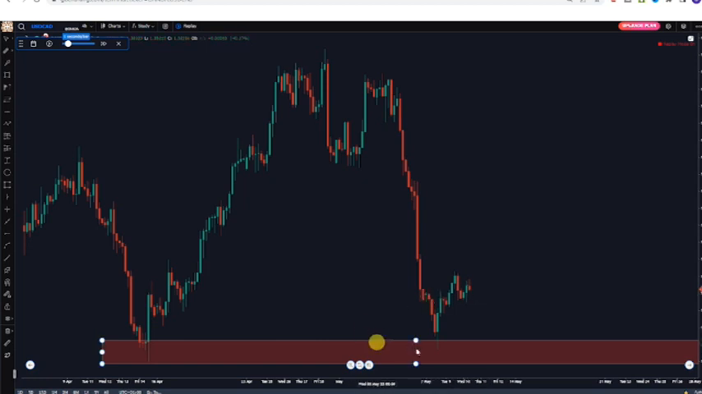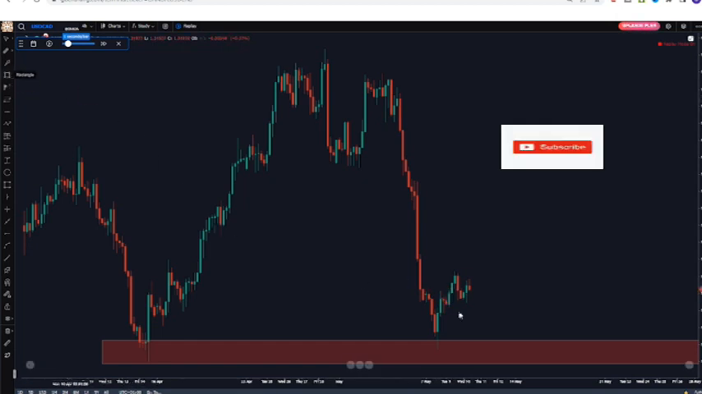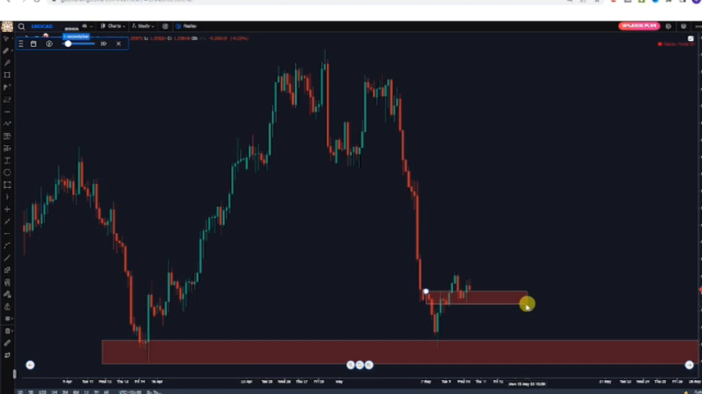So now this is my 4-hour. I find a good rejection. This mini supply zone has been shifted. This is the supply zone that I'm in. I shifted, but not yet. So my attention should be at this very high here.